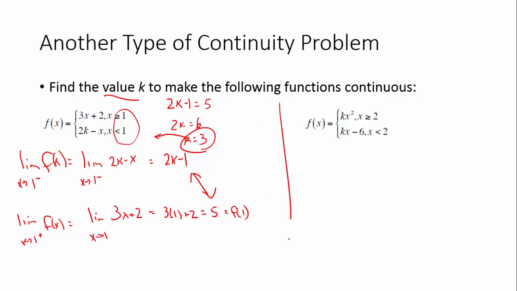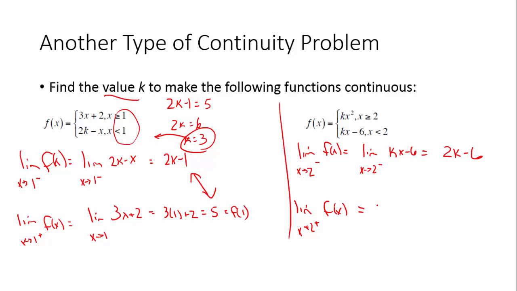Let's look at the next one. Same idea. So let's try the limit as x this time approaches 2. We'll do this one from the left. That's going to be the limit as x approaches 2 from the left of kx minus 6, which is equal to 2k minus 6. Now we'll do the limit as x approaches 2 from the right. That's going to be equal to, if we put in 2 for x here, 4k. Again, I also know that that's the value of f of 2.